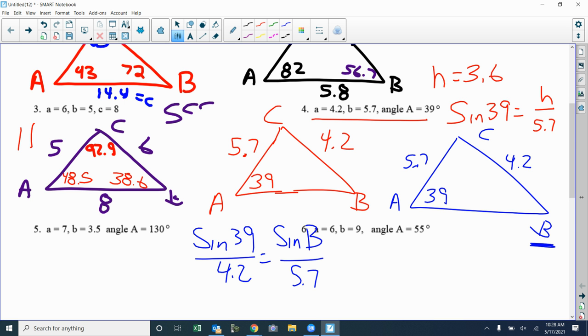Grab your calculator, those engaging still. Sine of 39, hit enter. Times 5.7, hit enter. Divided by 4.2, hit enter, and then do the inverse of that answer to get angle B. I got it at 58.7.